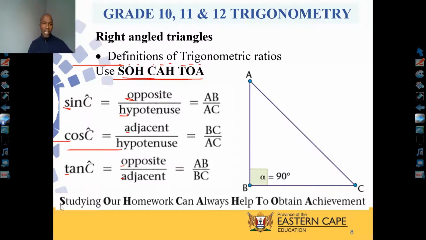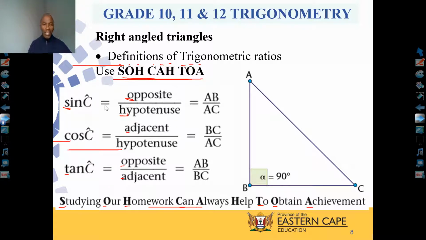For instance, I've just put another one there, which means for SOH, sine is equal to opposite over hypotenuse. For cos, it is always adjacent over hypotenuse, and for tan it is opposite over adjacent. Some learners may understand it as "studying our homework can always help to obtain achievement." So it's just any way that learners can use to understand it, you can use it. But remember, this is not something which you have to write when you are answering your examinations. It's just a way of you understanding it.